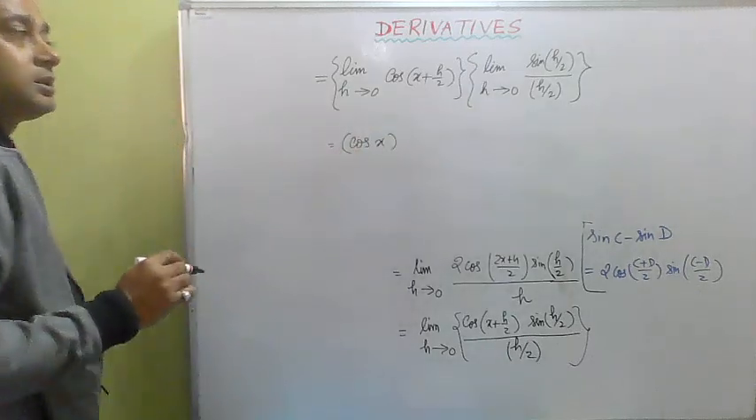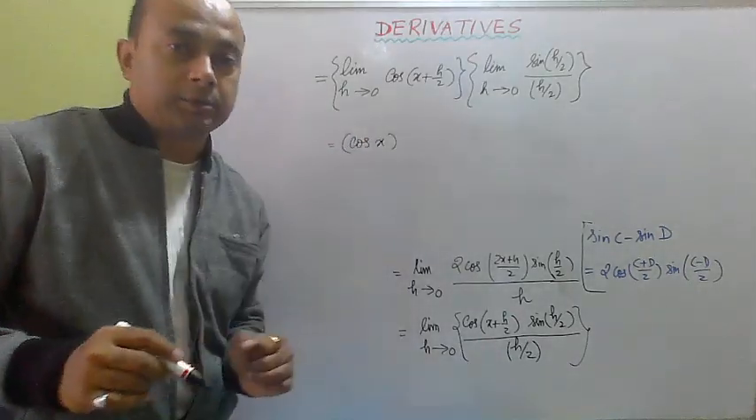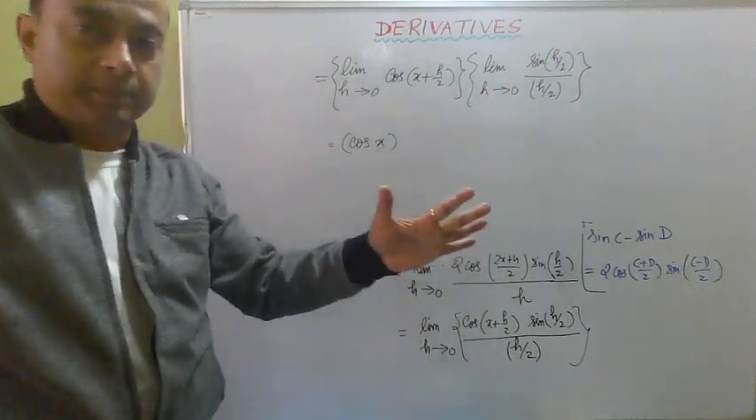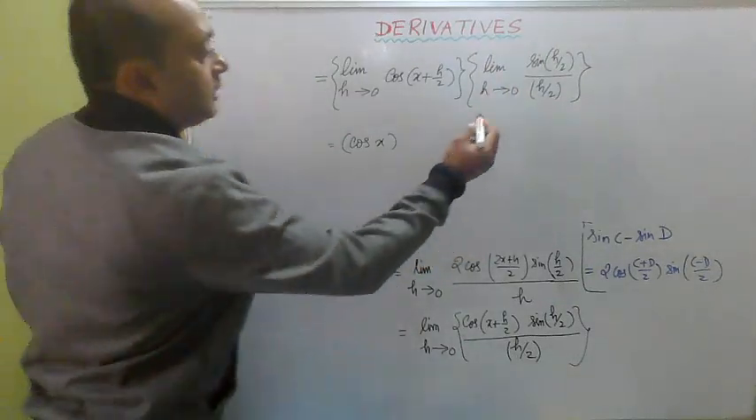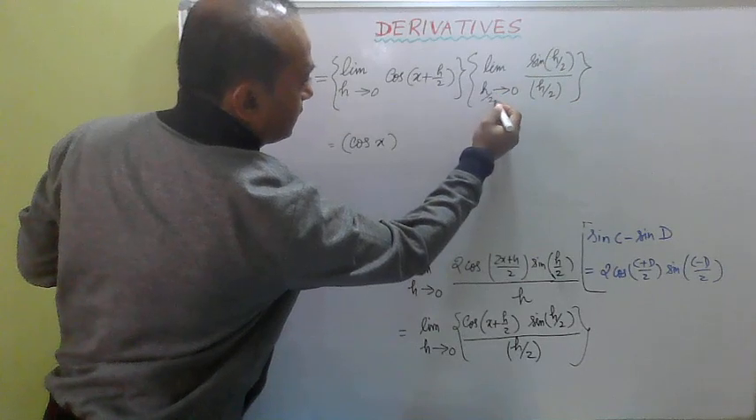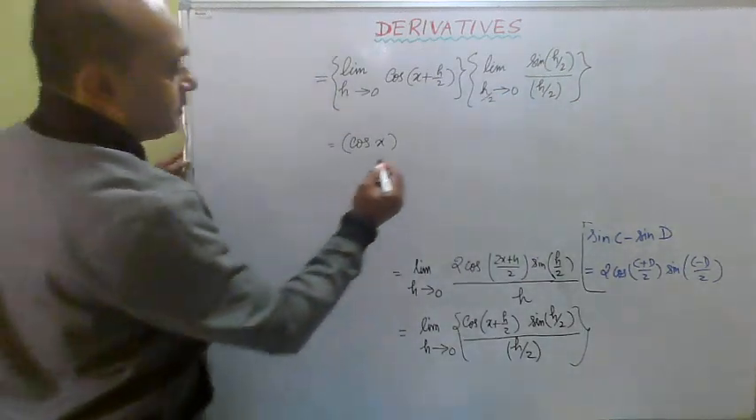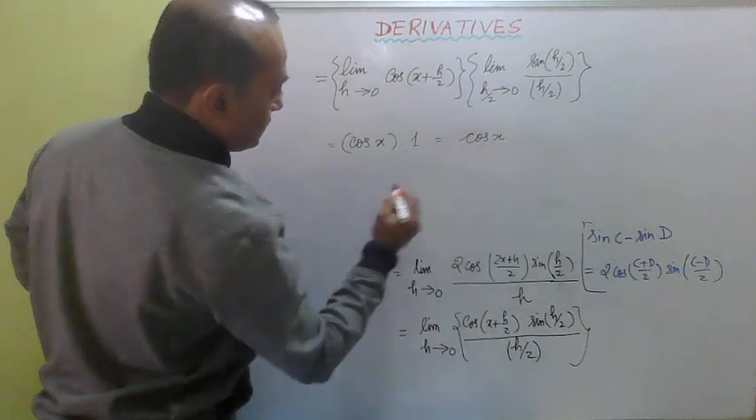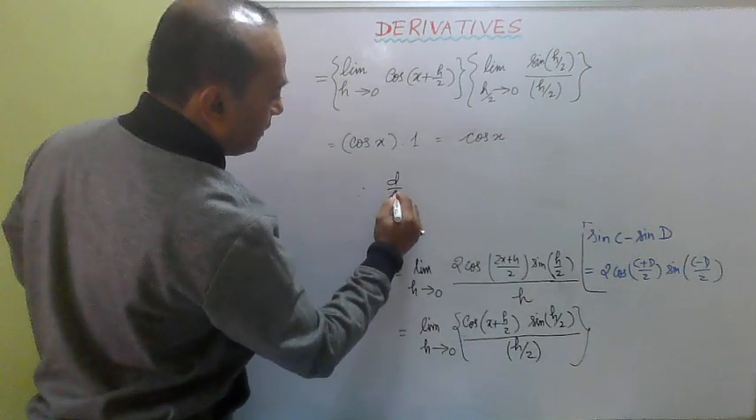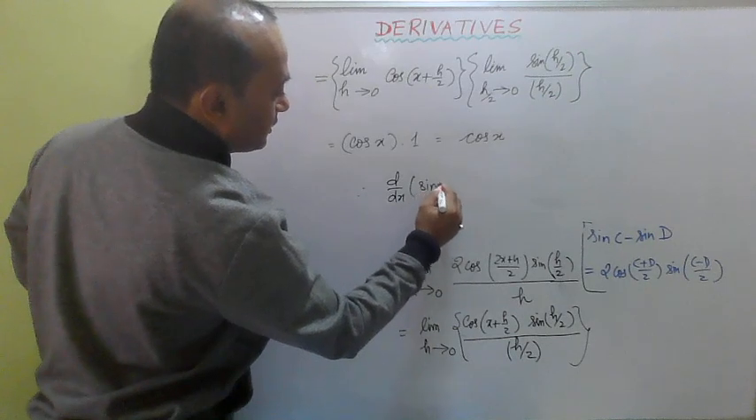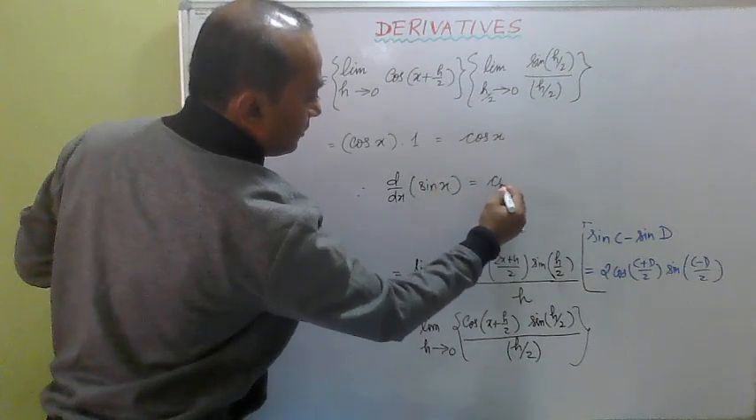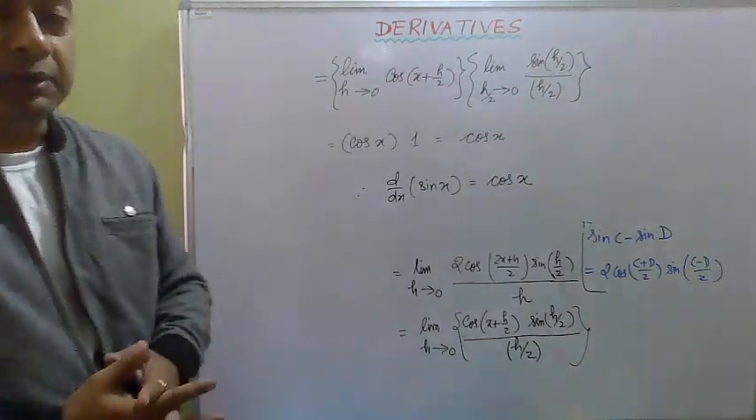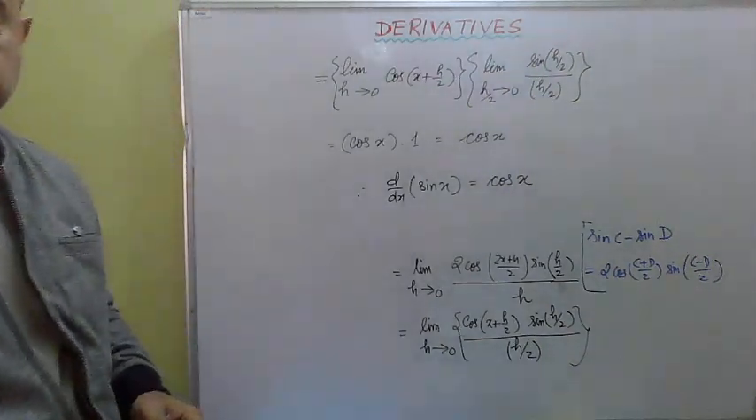In the next case, we know that this formula is applicable only when the x in all three places is the same. In this case, h tending to 0 I can also write as h by 2 tending to 0. That means this value is equal to 1. So this is only cos x. So therefore finally you can write down d/dx of sin x is equal to cos x. So this is the first formula of trigonometric functions.